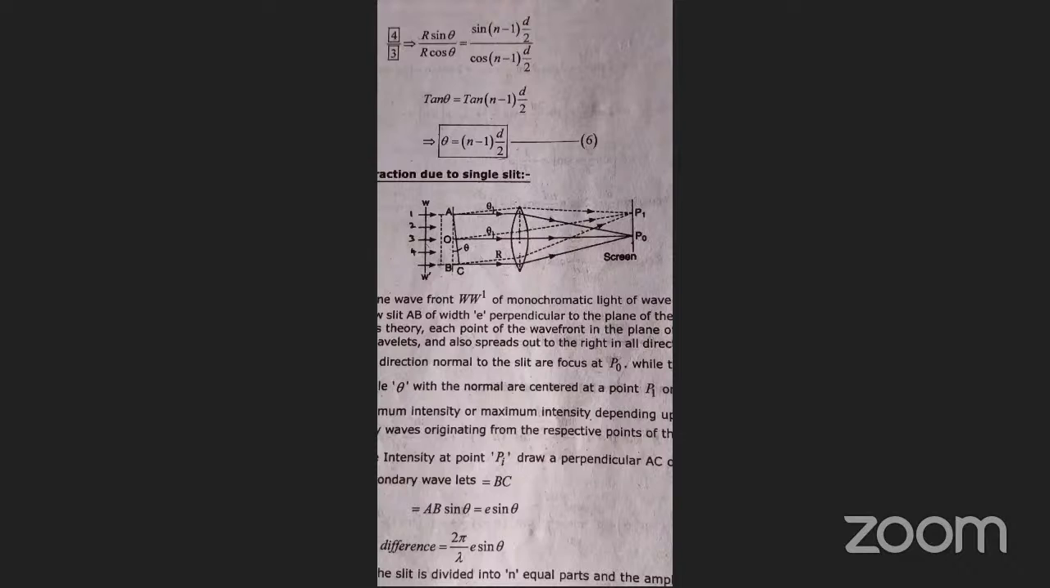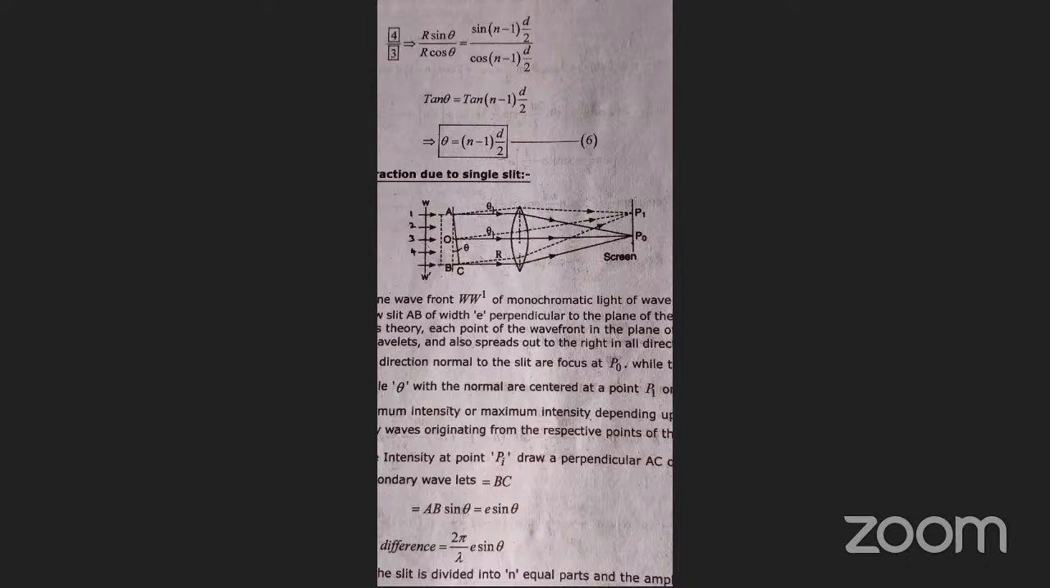Consider a plane wave front W dash, with a number of rays passing like that, 1, 2, 3, 4, and so on. Monochromatic light of wavelength lambda propagates normally to the narrow slit AB of width e. The slit width is e, perpendicular to the plane of the paper, as shown in the diagram.